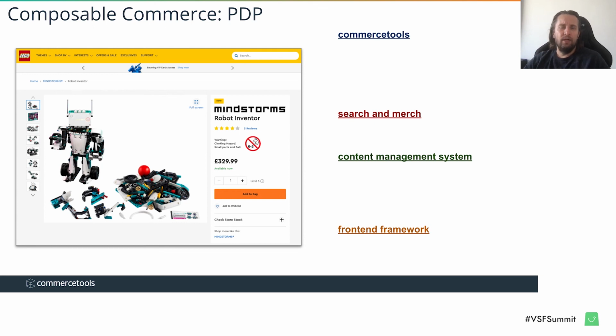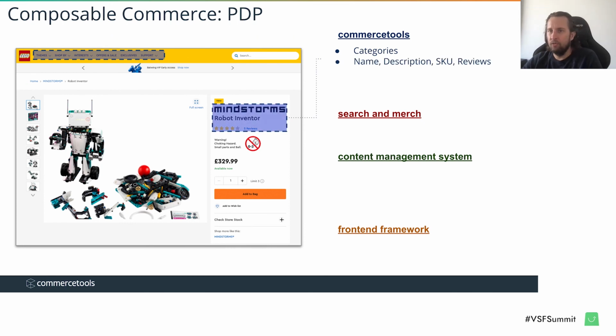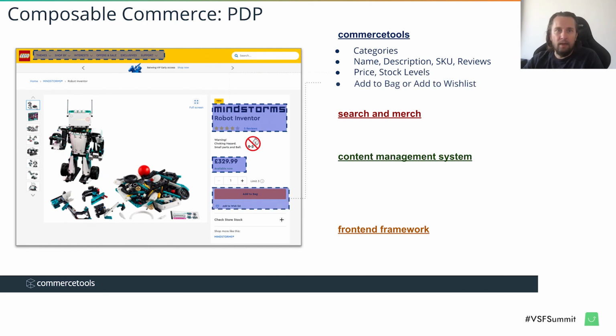Finally, just to give you an example of how all of these different parts fit together, the composable part of this is that you have multiple providers providing some information. If you take this page as an example, commercetools could be providing the categories. We provide the name, the description, the SKU, maybe the reviews. We can say something about price or stock levels, although I also mentioned that's not necessarily required because that could come from a third-party system. Add to cart, obviously, I would say that's definitely one thing that commercetools does as a commerce system.